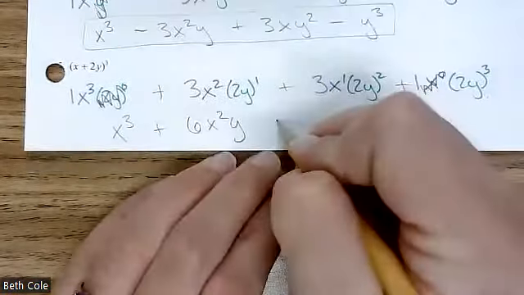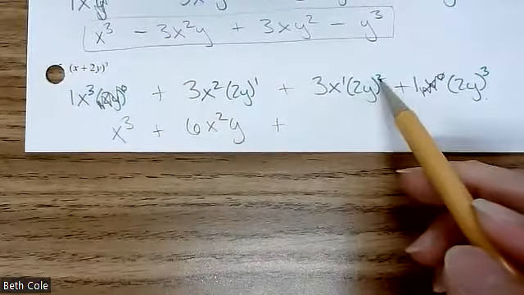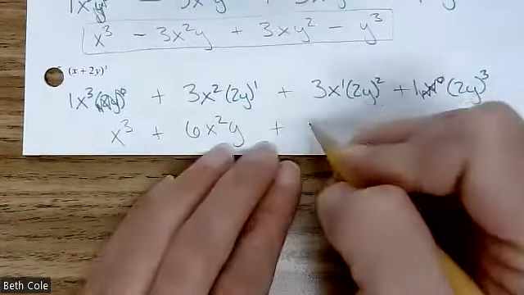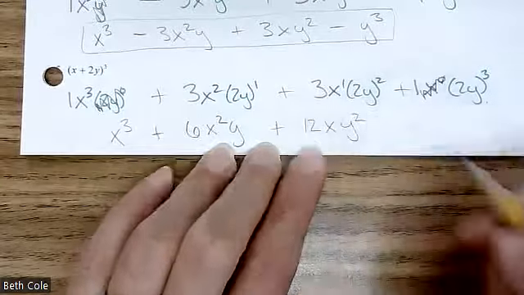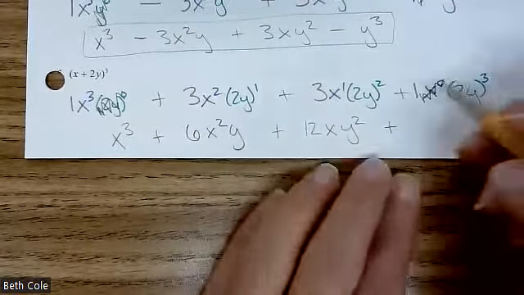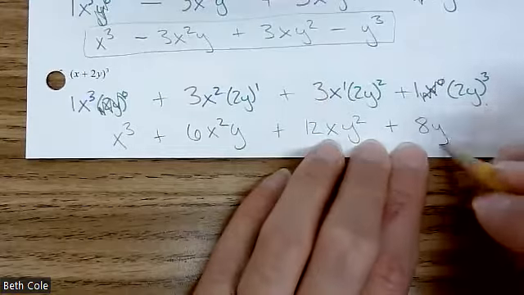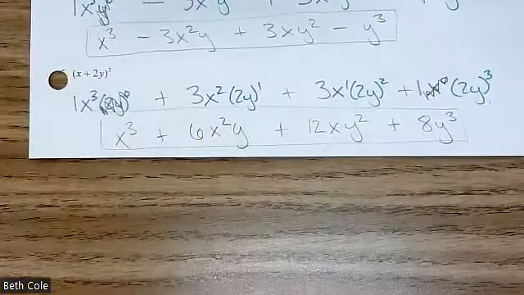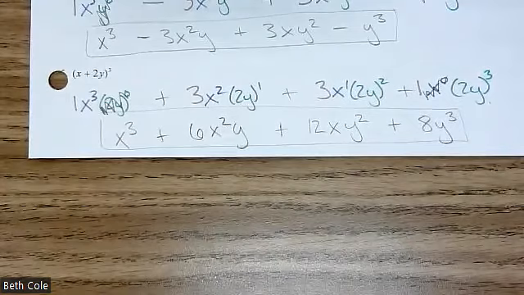So, all right, plus. Now look at this one. 2 squared. 4 times 3, 12. So this will be 12xy squared. And then the last one, 2 cubed is 8, and then y cubed. We remember this okay from last time?